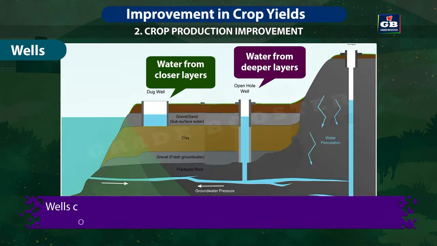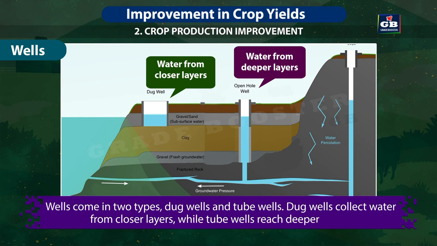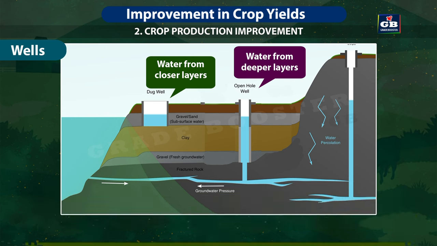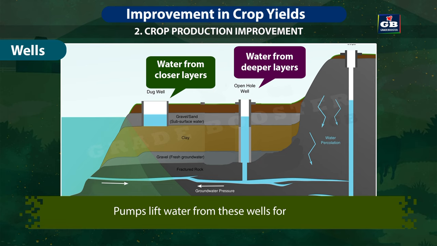Wells. Wells come in two types, dug wells and tube wells. Dug wells collect water from closer layers, while tube wells reach deeper layers. Pumps lift water from these wells for farming.